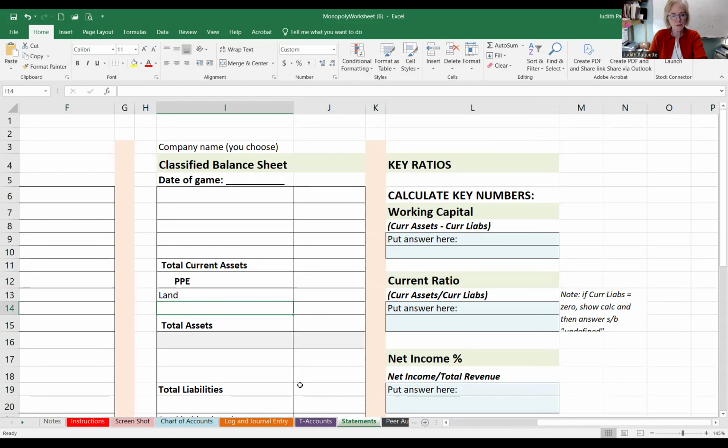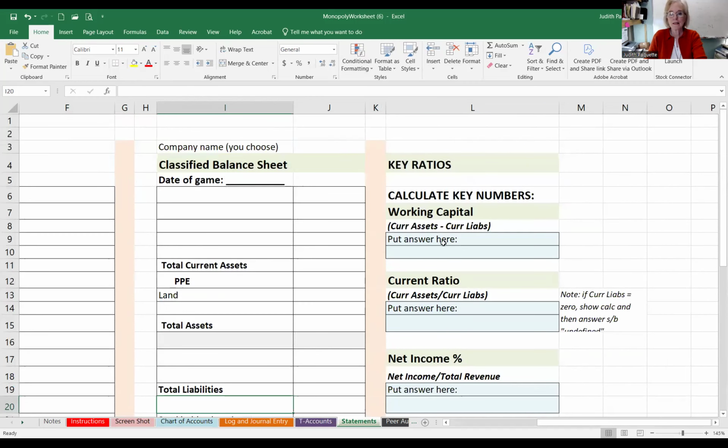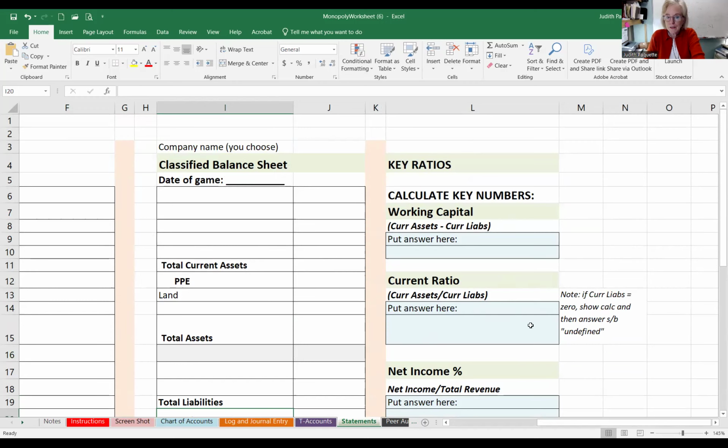And then do all your subtotals under liabilities. You'll have accounts payable and so forth. Okay. Finally, you'll calculate working capital, current assets minus current liabilities. If it's zero, and it says it right here, show your calculation, but put undefined as the answer. Because remember from math, you can't divide by a 0.